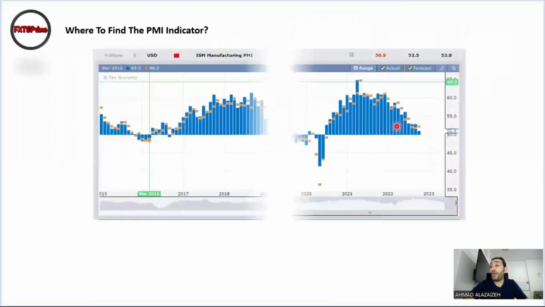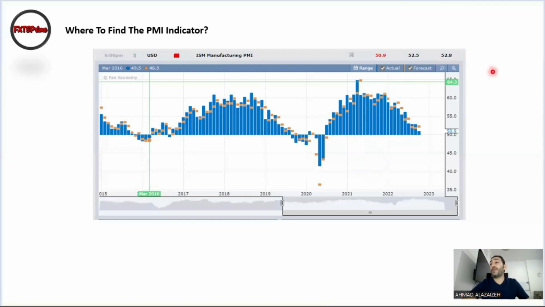Now we need to know where to find the BMI. As usual, if you go to the Forex Factory website, you will find the US ISM manufacturer BMI, and also you will find the other countries' BMIs as well. And you have also the services BMIs, which I am not showing here. However, you can find it the same way on the Forex Factory website. So now you can see that the midline is 50. If the BMI is above 50, it's good. If the BMI is below 50, it's bad. So now you can see how the BMI fluctuates with the GDP as well.